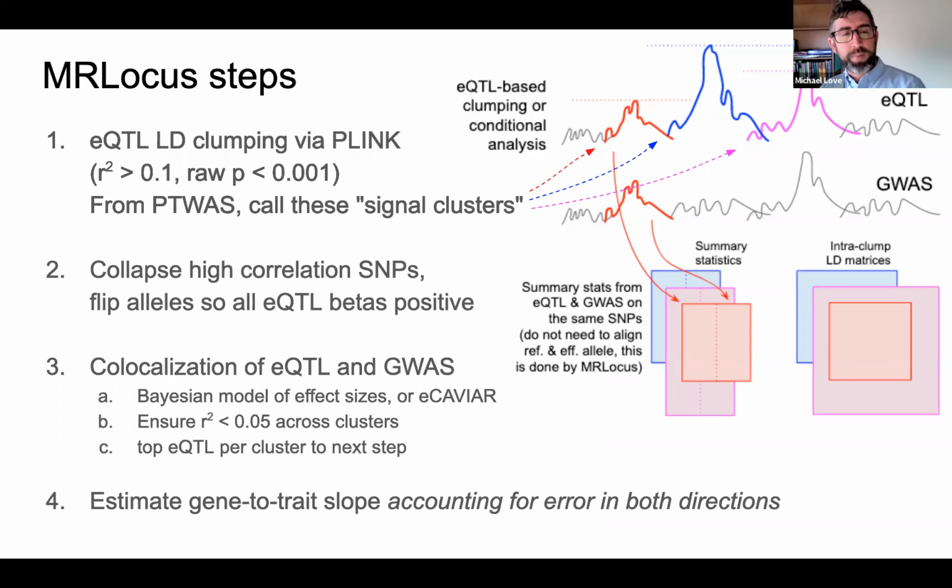And then the last step is estimating the gene to trait slope. Importantly, one way that we distinguish ourselves, I think, is that we are accounting for error in both directions. So we're not just accounting for error in the GWAS or the downstream trait, but also in the eQTL effect size.